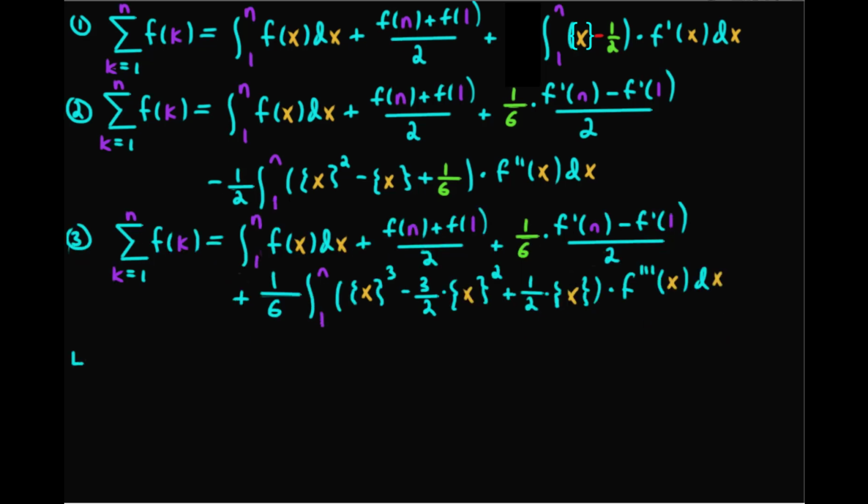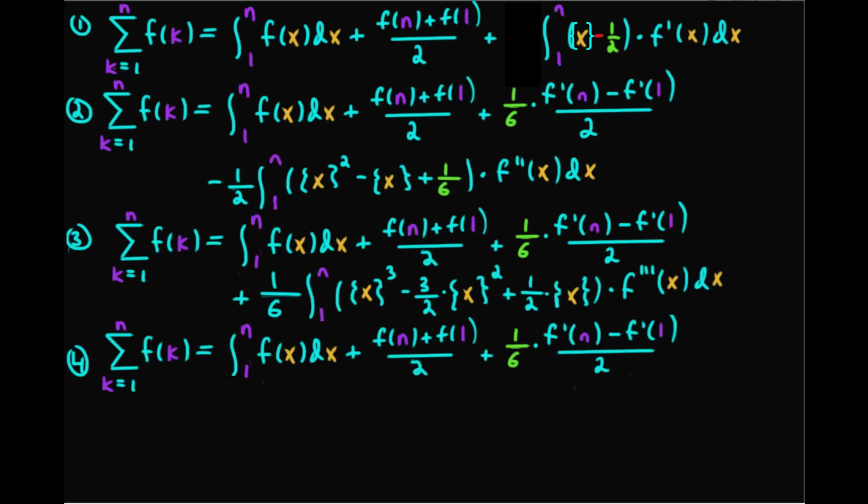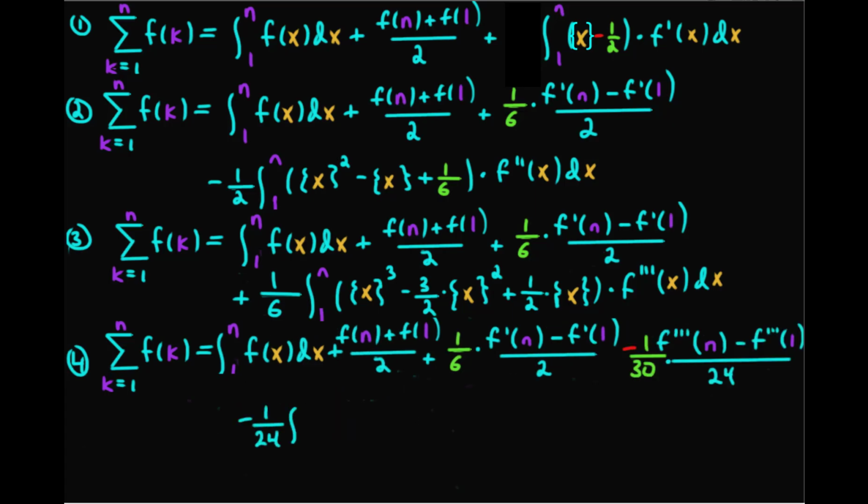Our fourth derivative form of the EMSF has the same first three terms as the second and third derivative forms, and then we have a minus 1 over 30 times f triple prime of n minus f triple prime of 1 all over 24. And actually, let me see if I can fit that term on the same line as the others there. Yes, that's good. And then minus 1 over 24 times the integral from 1 to n of the fourth periodic Bernoulli polynomial times f quadruple prime of x dx.